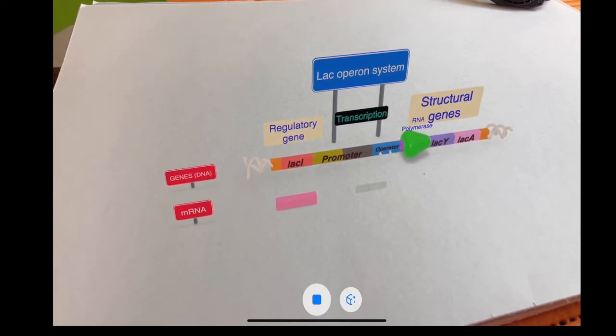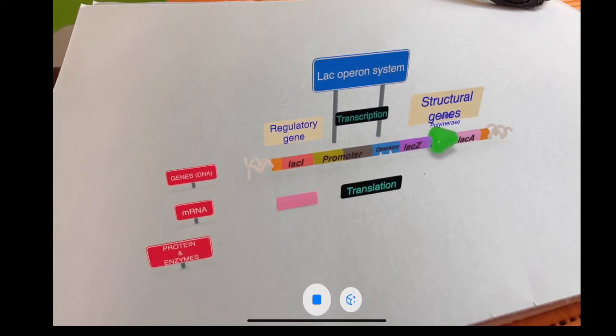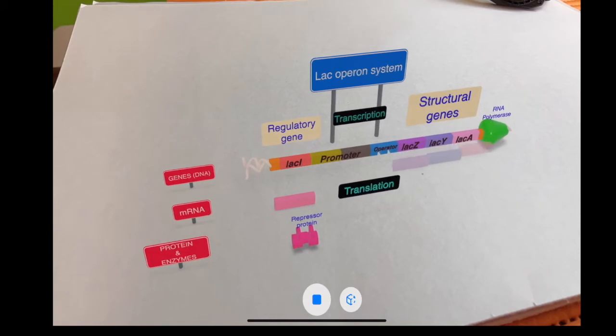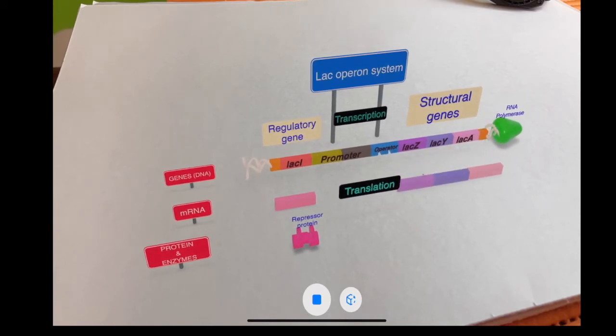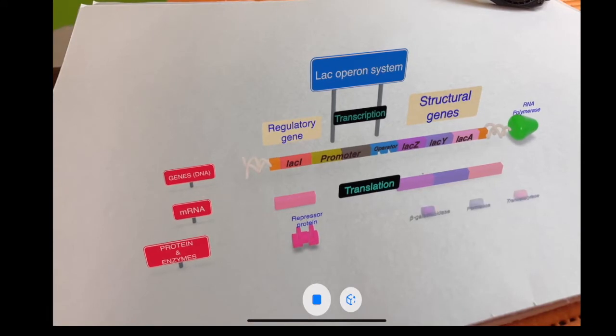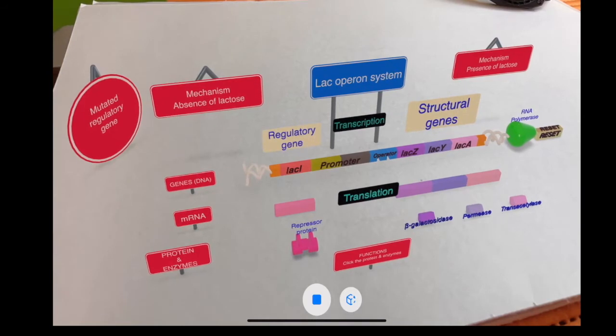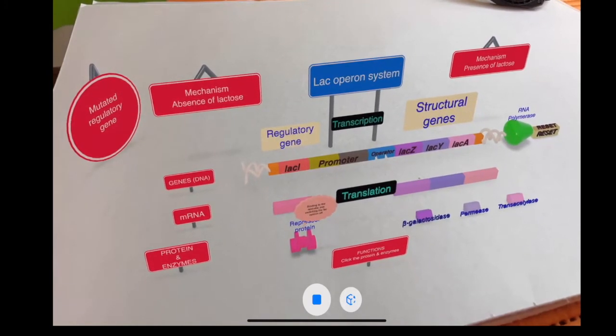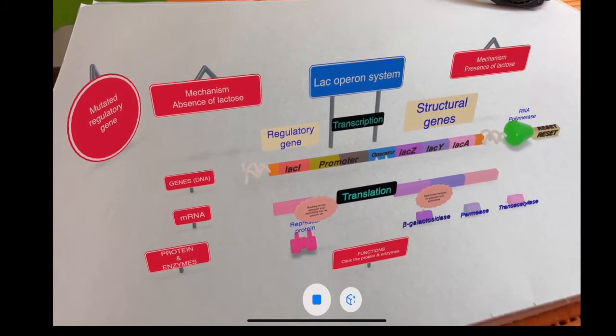Transcription of the genes will produce an mRNA strand. mRNA from the gene lacI will be translated into repressor protein. LacZ will code for beta-galactosidase. LacY codes for permease, and lacA will code for transacetylase. The function of the repressor protein is to bind to the operator and switch the lac operon off.